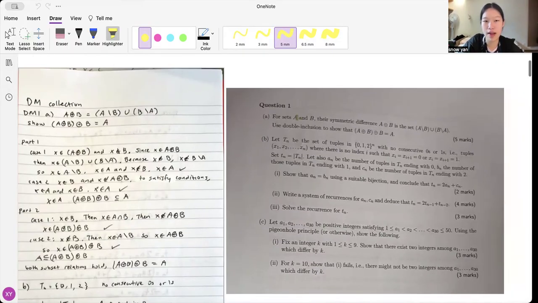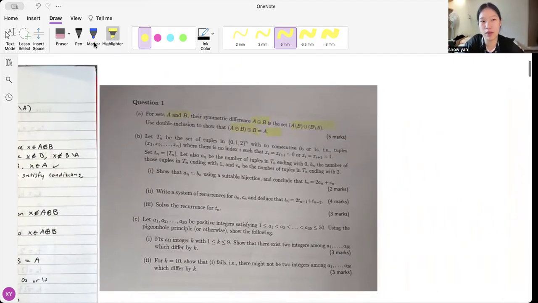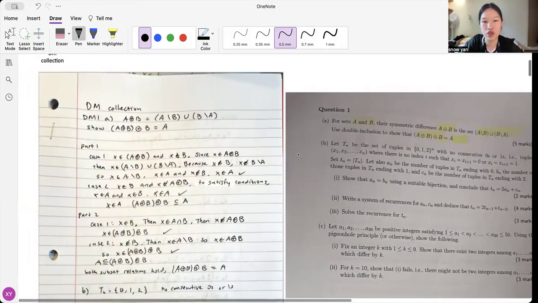So question one: for sets A and B, their symmetric difference A, the symbol B, is a set of this. Use double inclusion to show that it is equal to this. Anytime we have "show that, use double inclusion," it means I just show both sides. One thing is equal to this, and on the other side it's also equal to this, so it would be an equality from both sides. That's kind of the approach.